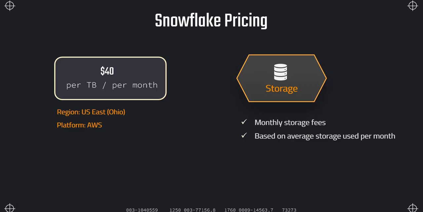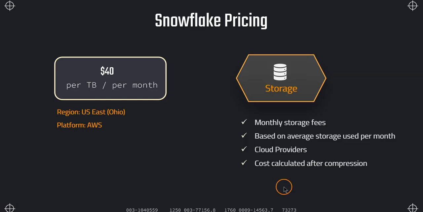So for example, if this is based on US East and AWS, we have a cost of $40 per terabyte per month. So this is based on the cloud provider's cost, and also the cost is calculated after the data compression. We know that Snowflake compresses the data into blobs, and therefore it is important that this amount of data is calculated after this data compression.